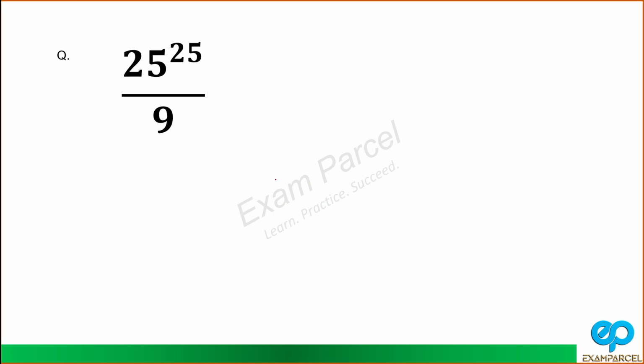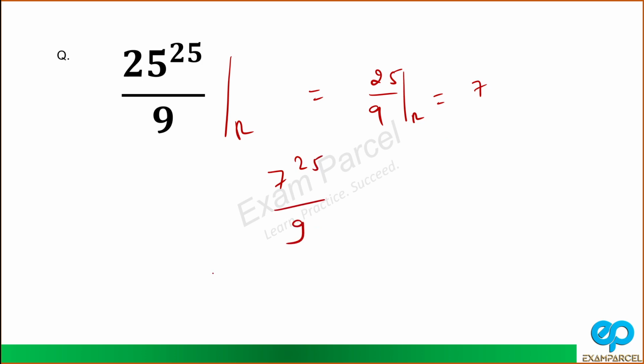So 25 raised power 25 divided by 9, what is the remainder? Okay, so the first thing, I will divide this base 25 by 9. Okay, so this remainder gives me 7. So 7 raised power 25 by 9. Now again the same thing, if you notice, this remainder is very close to 9 and this is a large number, right? 7 raised power 25, this is not going to help me much.